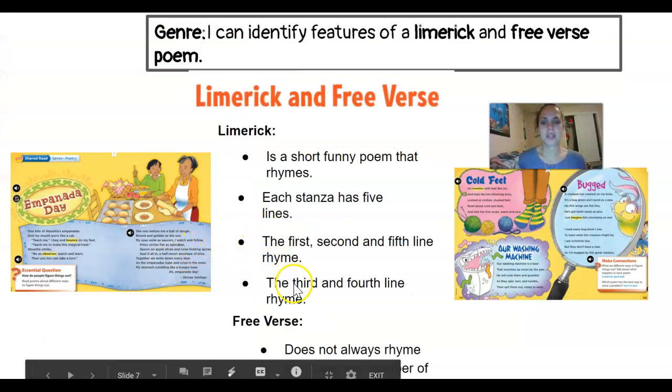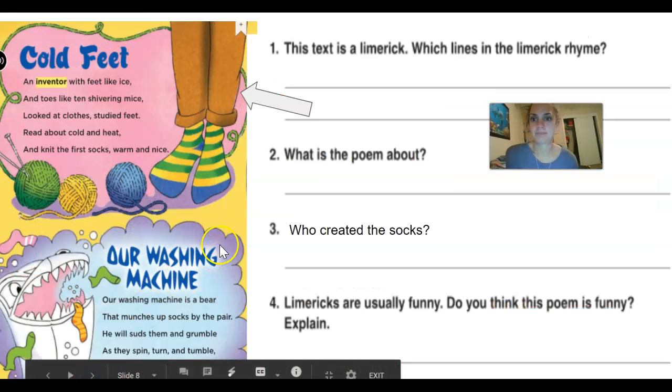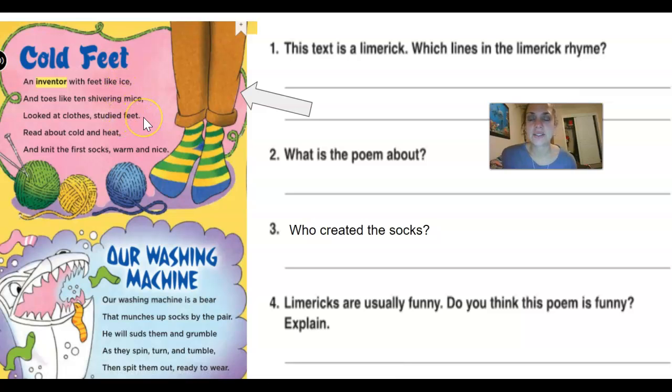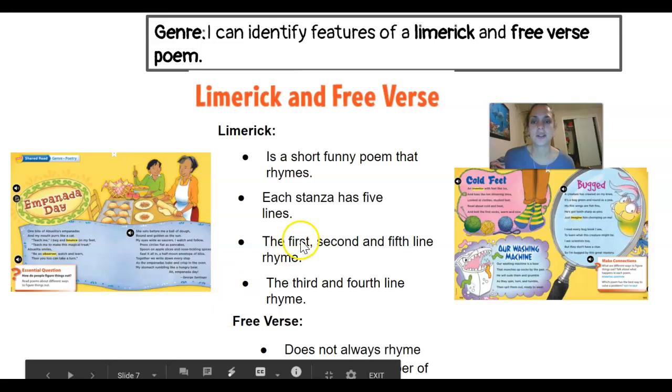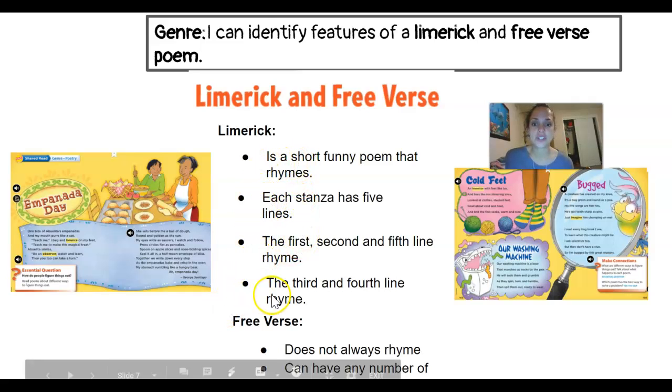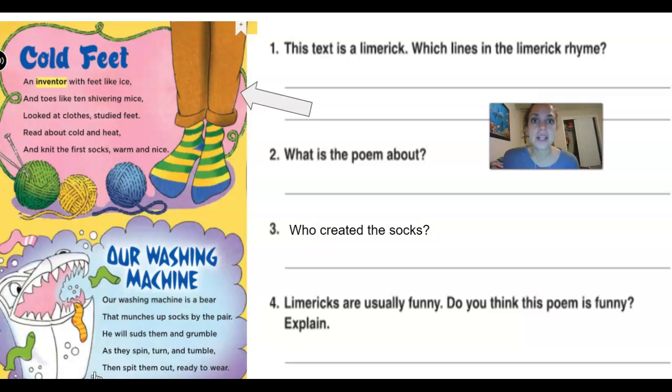Check. The third and fourth line rhyme. Let's check that. The third, so here's 1, 2, 3. Feet rhymes with the fourth line. Heat. Feet, heat. That ending sound sounds the same. So, check. We met all the features of a limerick poem. Now that we know all the features of this limerick poem, let's use that information to help us answer our questions.